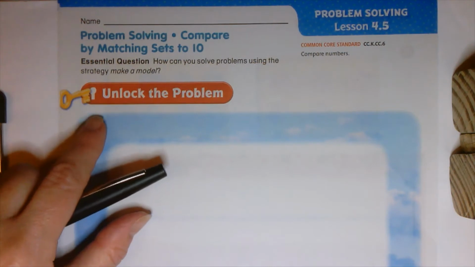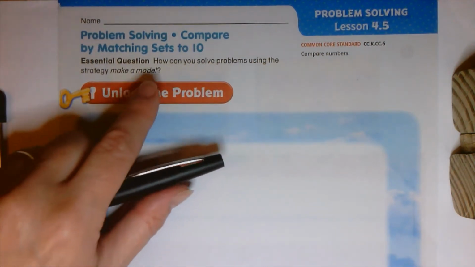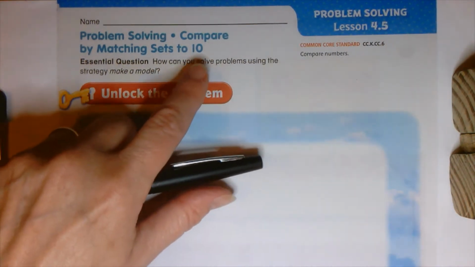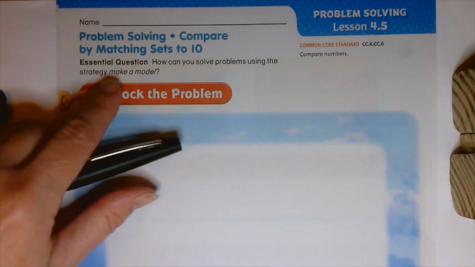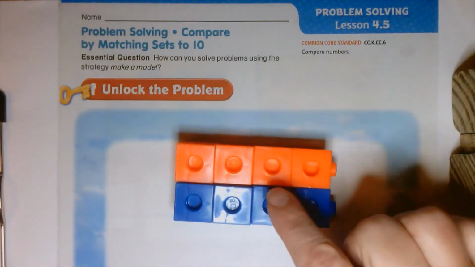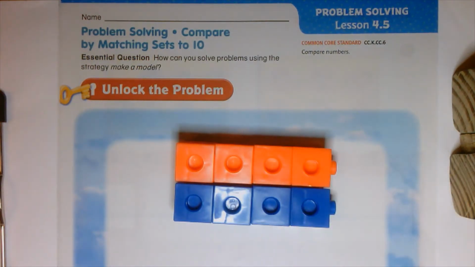So there are just going to be lots of little stories here where it asks us a question, and we're going to be thinking about that question. And the big question here is, how can you solve problems, answer questions about stories using the strategy make a model? So today we're using cubes for our models, and then we also might be drawing.